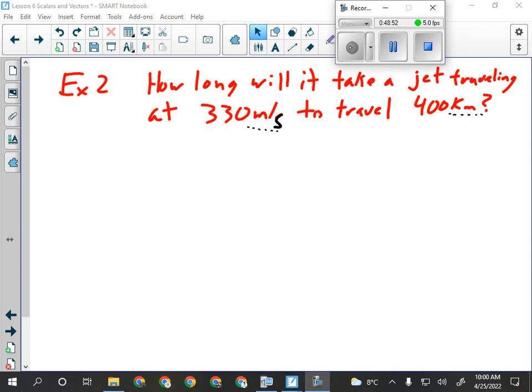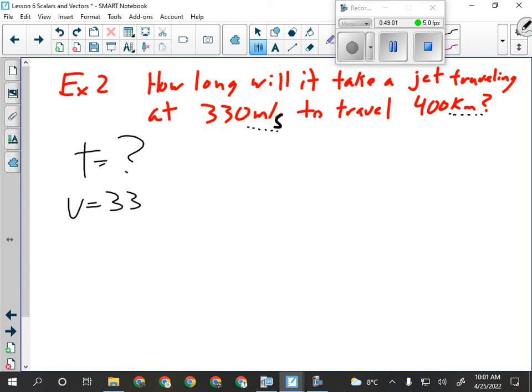Let's quickly look at this one here. We're looking for how long it will take, so we're looking for a time. It tells us that the jet is traveling at 330 meters per second, which incidentally is the speed of sound at 0 degrees Celsius. And we know that the distance is going to be 400,000 meters because there are 1,000 meters in a kilometer.